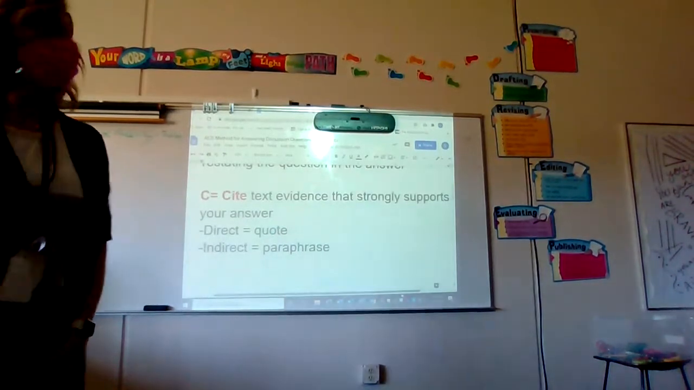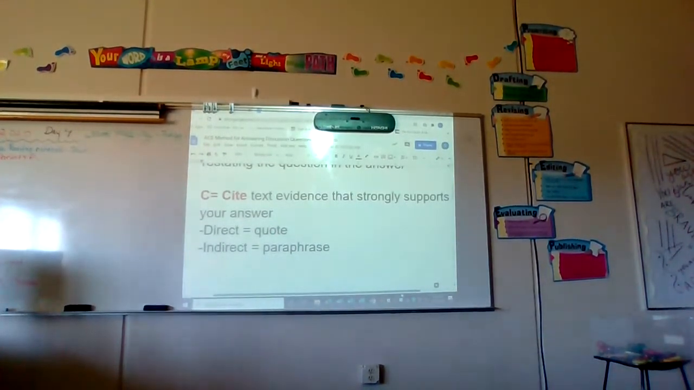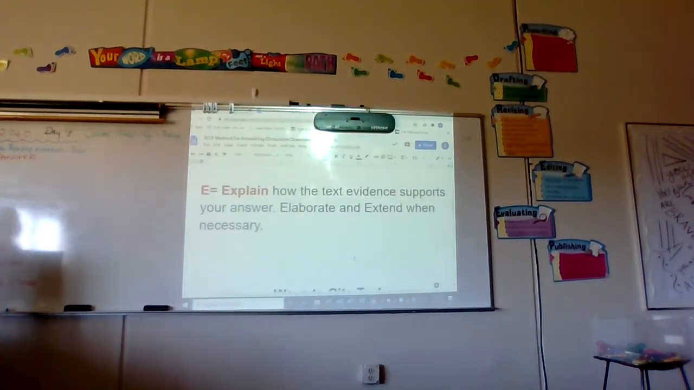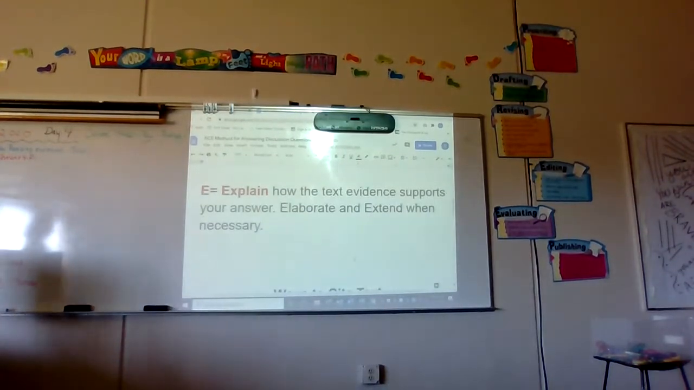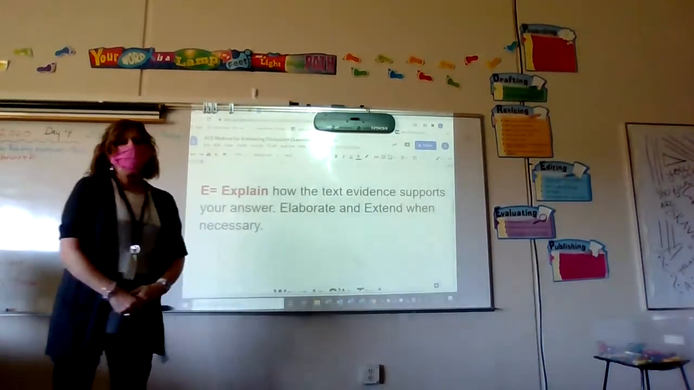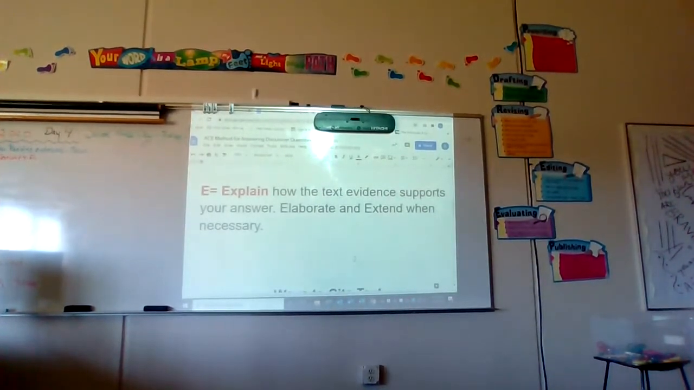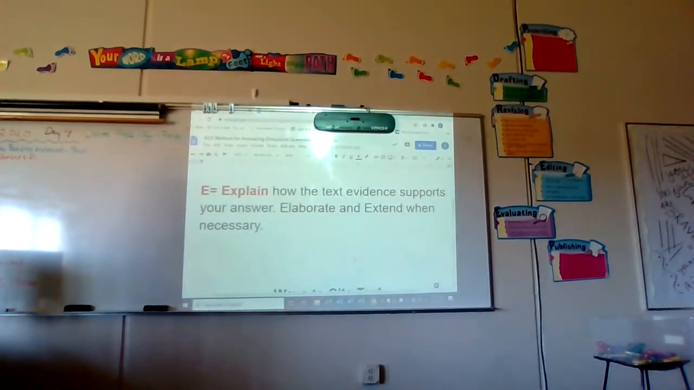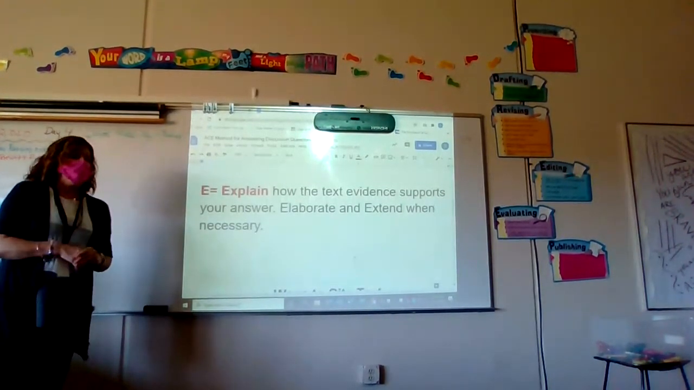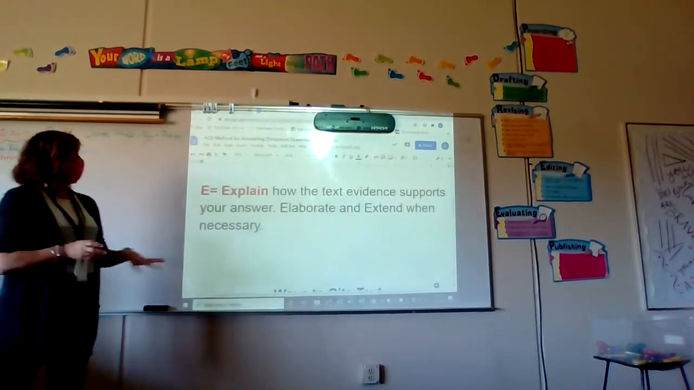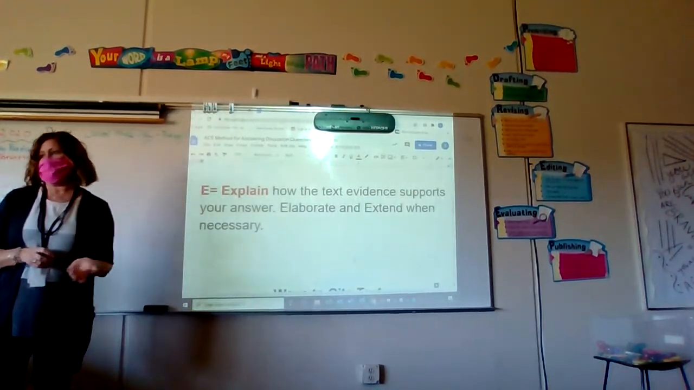Now, the third step that you're going to write on your E is that you need to explain. Explain how the text evidence supports your answer. The E also stands for elaborate and extend when necessary. So you might see me write that like elaborate, extend. That means give me more information. Expand your answer. Tell me more. So explain how the text evidence supports your answer.